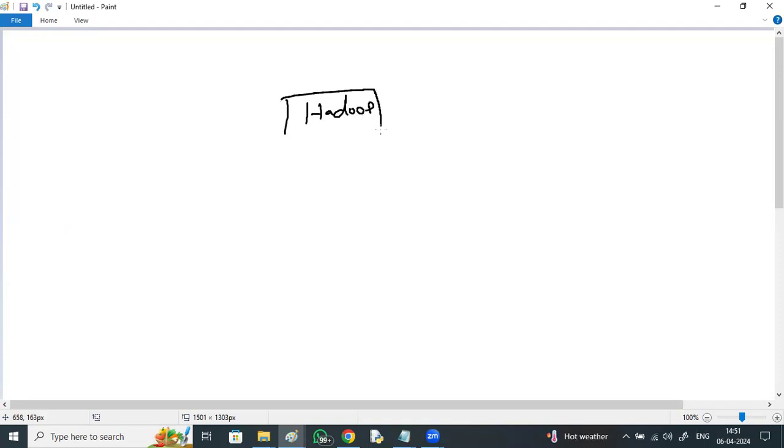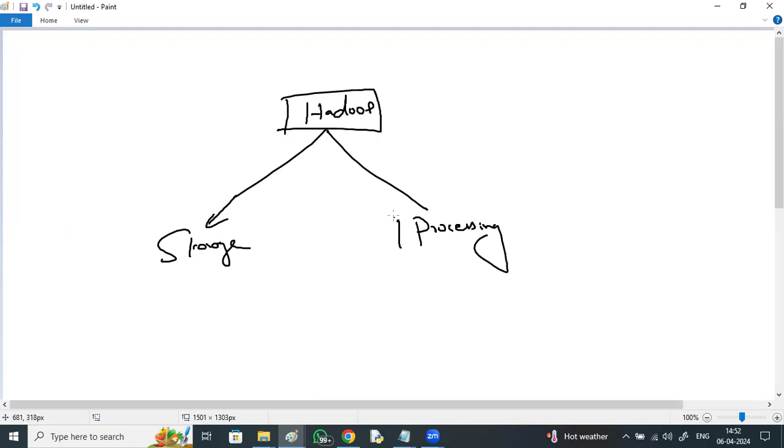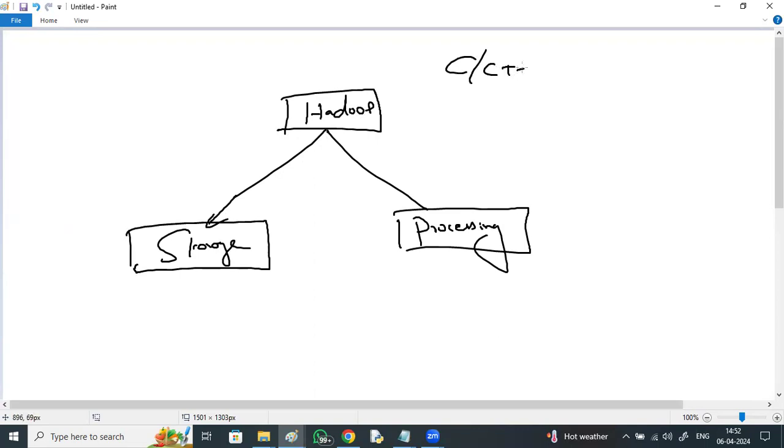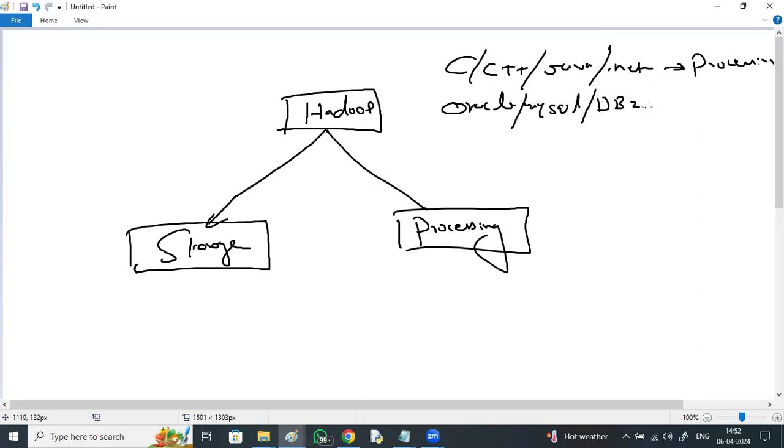It's meant for two things: for storage and for processing. Generally, any technology is meant for either storage or processing. C, C++, Java, .NET are meant for processing. Oracle, MySQL, DB2, SQL Server are meant for storage. But Hadoop is meant for both storage and processing.